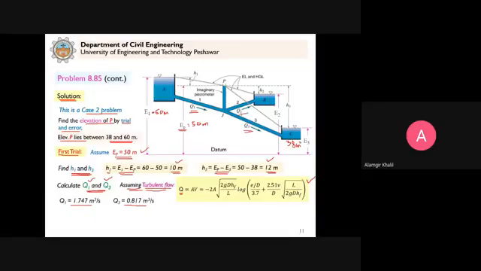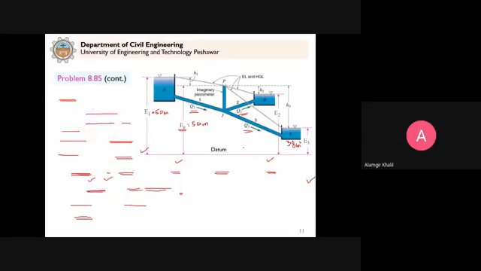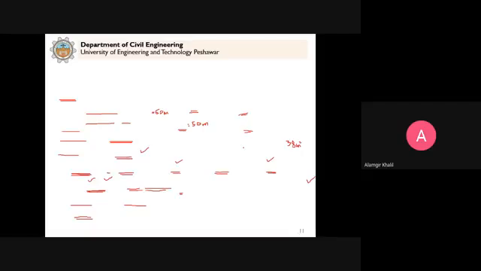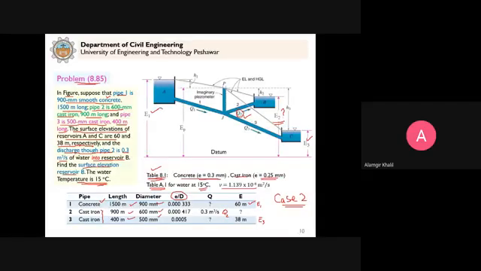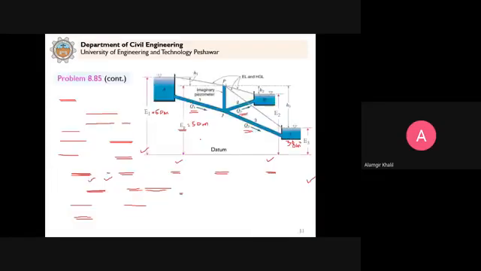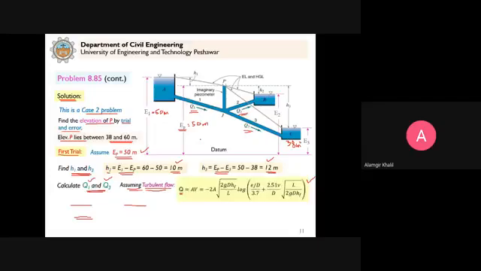So now we calculated Q1 and Q3. What about Q2? Q2 is given in the question, that it is 0.3 cubic meter per second into reservoir B. If I go back to the problem statement, you can see that the discharge through pipe 2 is 0.3 cubic meter per second of water into reservoir B. So this is given to us. Clear? Q2 is given, and it is into B.